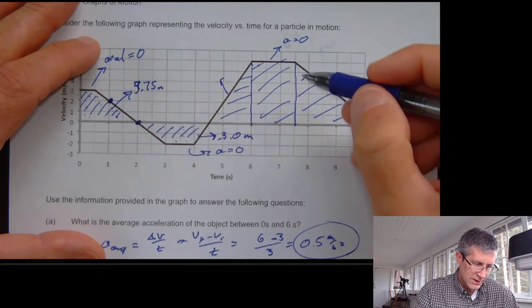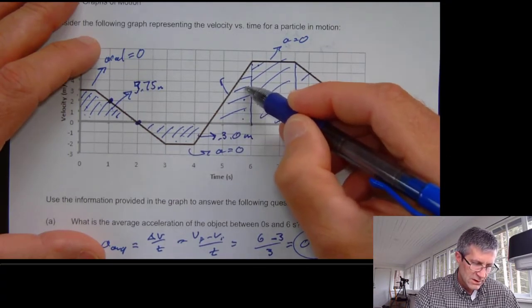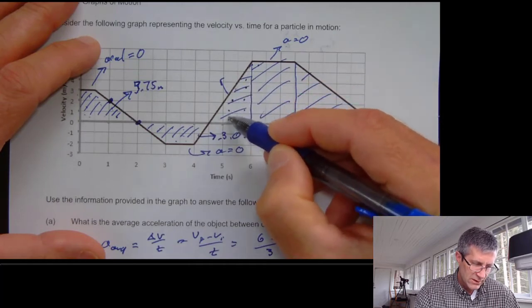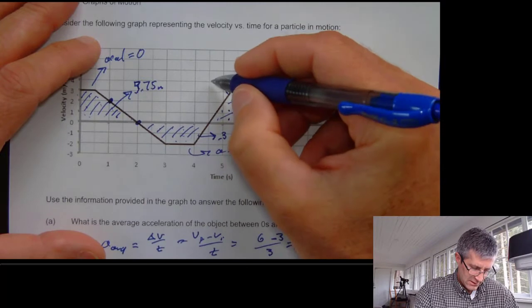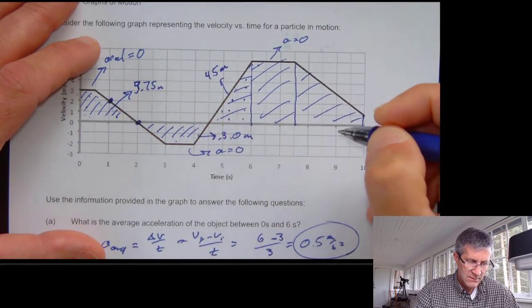For this area, what's that? 1, 2, 3, 4, 5, 6, 7, 8. Call it 9. Half of 9 is 4.5 meters.